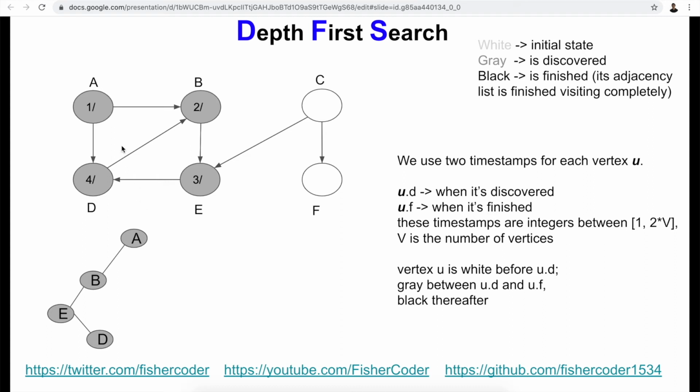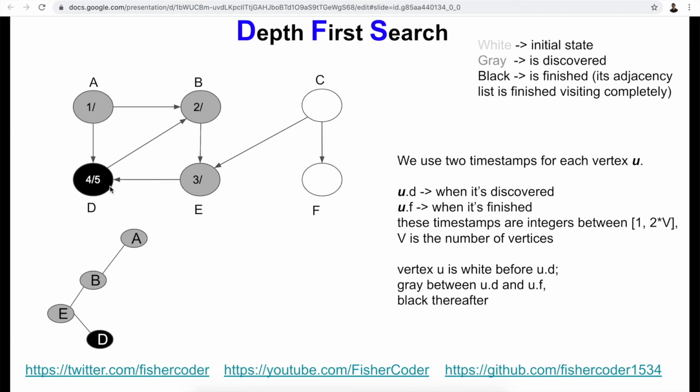Right now, all of these have been discovered, and all of them have been marked gray. Is there anything adjacent to this node D that hasn't been explored yet? Is there any? None. At this moment, we have explored to the deepest level of this possible route. That means we have traversed all of the adjacent nodes. So we'll start backtracking. We'll mark this one black. That means we have visited all of its nodes.